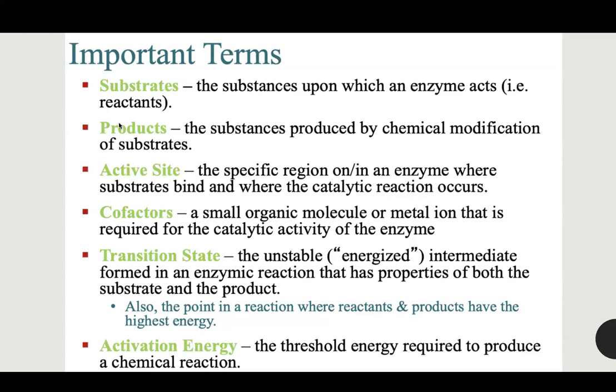Then we have the transition state, which is the unstable, very high energy intermediate that is formed in an enzymatic reaction. It usually has properties of both the substrate and the product. And then lastly, activation energy, which is kind of the key when it comes to enzymes, which is the threshold energy that is required to progress in a chemical reaction.